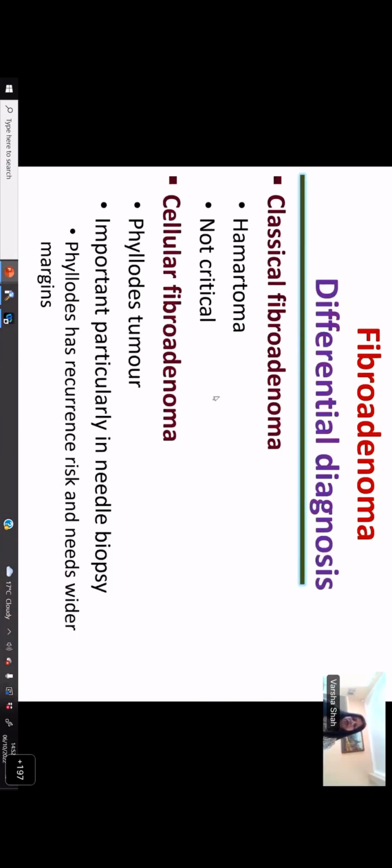So what could be the differential diagnosis of fibroadenoma? Hamartoma, but it is a benign lesion. So if you are not able to differentiate whether it is hamartoma or fibroadenoma, it's not a problem as long as you are 100% sure that it is benign. So don't try too hard to differentiate hamartoma from a fibroadenoma.